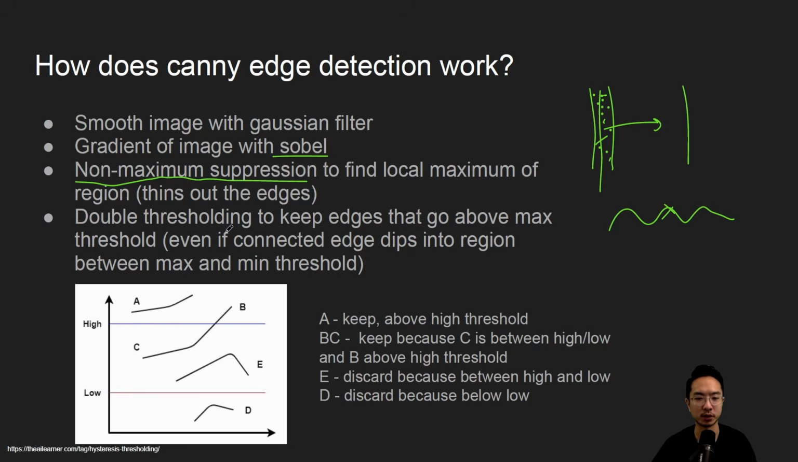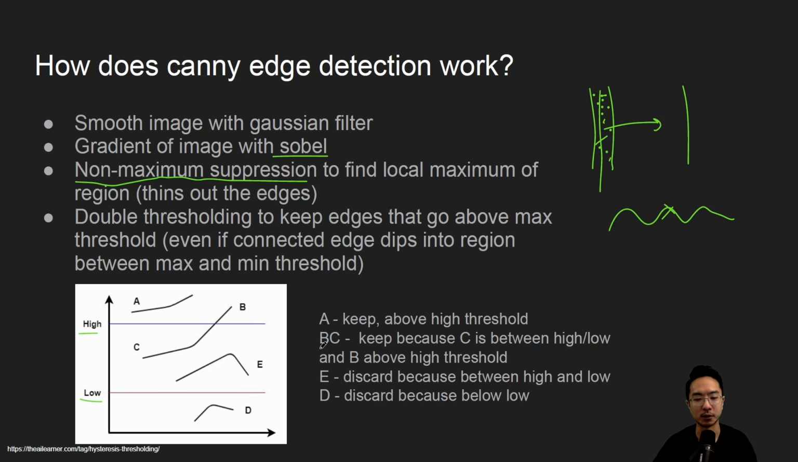And then you have double thresholding to keep the edges that go above the max threshold, even if a connected edge dips into the region between the max and min threshold. So we have a couple of cases that we can look at here. We have two thresholds, typically a high and a low. So if you have an edge and it's all above the high threshold, then we keep it.